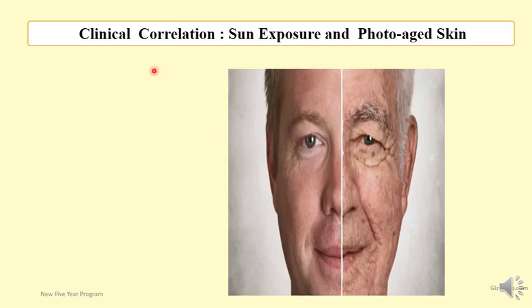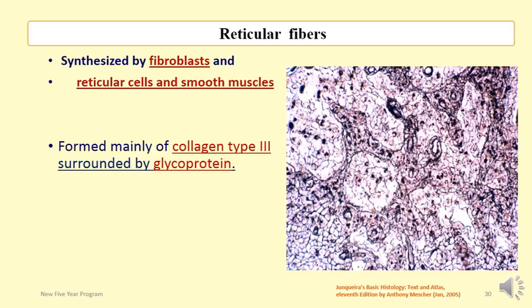Also, sun exposure may lead to accelerated photoaging of the skin, or photoaging skin changes, due to effects on the assembly of tropocollagen molecules, or collagen molecules, by the sunlight, resulting in unstable collagen fibers.